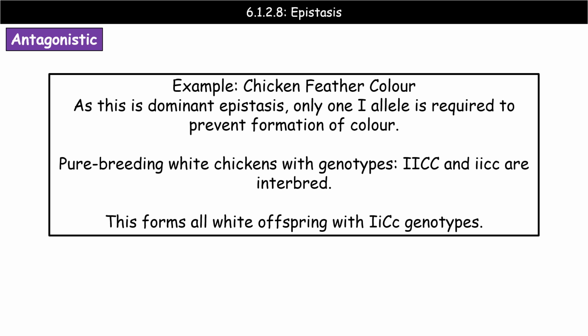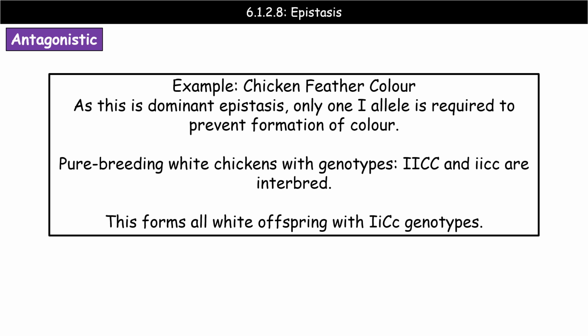So when we're thinking about this dominant epistasis example, we're going to have a look at chickens and the colour of their feathers. Because it's dominant epistasis, what we are going to need is only one of those capital I's, so a single dominant allele at that first gene locus, and that will then prevent the formation of colour in those feathers. So because at that first gene locus we have two alleles, if it is either one capital I, one lowercase i, or they're both capital I's, we will not get colour. So basically we would end up with white chickens at that point.